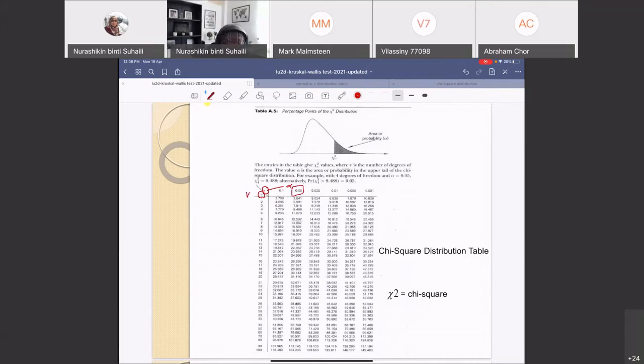Okay, so V, let's say, just now is K minus 1, right? 3 minus 1, which is 2, so the chi-square value is given as 5.991. So this is the chi-square value that I am looking for in the problem, for the example just now. The values given here are all the chi-square values that you have to look for in every problem. So it's quite simple for this table. You should calculate V and you should know what the alpha is.